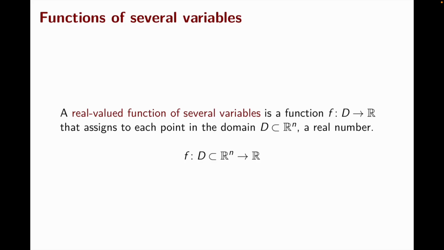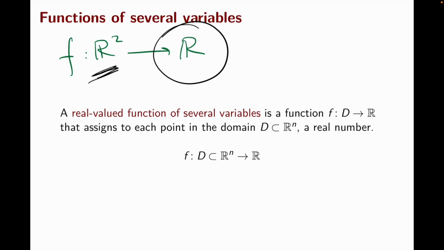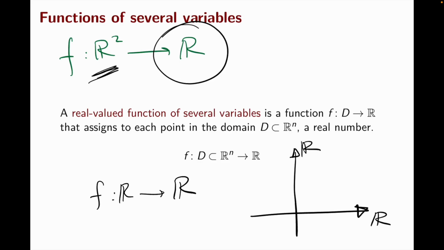So, for instance, if we have a function f that goes from R2 to R, these are the kind of functions that we're going to be able to draw, since in order to draw the domain, we need to have enough dimensions to draw also the codomain. So for instance, in the original functions that you are familiar with, that go from R to R, we need one R for the domain and another R for the codomain.